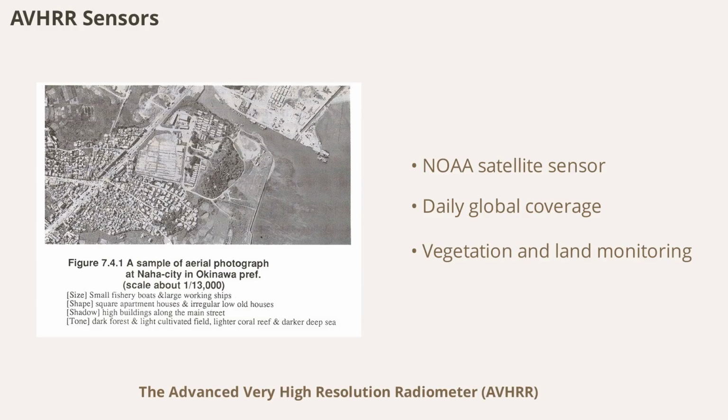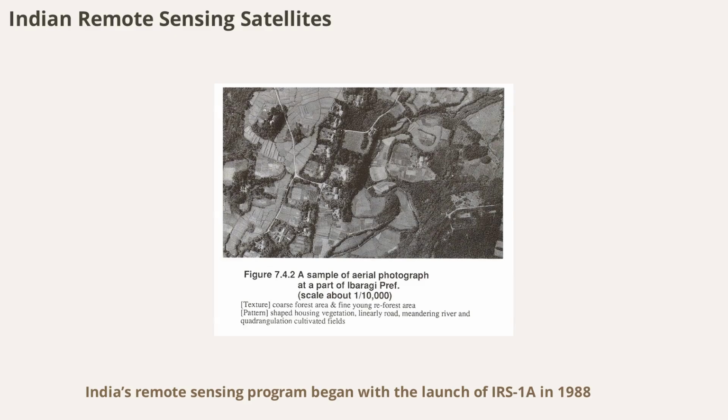The Advanced Very High Resolution Radiometer (AVHRR) is a sensor flown on NOAA satellites. It captures data in visible, near-infrared, and thermal infrared bands with a spatial resolution of 1.1 kilometers. AVHRR is widely used for global vegetation mapping, land cover monitoring, and agricultural studies. Its ability to provide daily coverage makes it ideal for tracking changes in large-scale environmental conditions, such as droughts or deforestation.